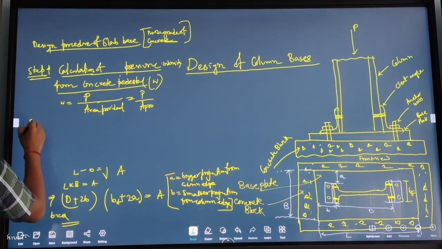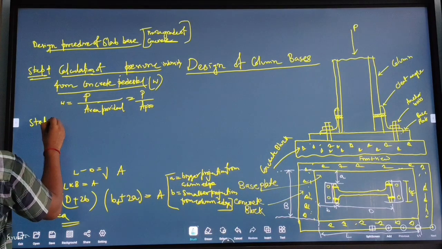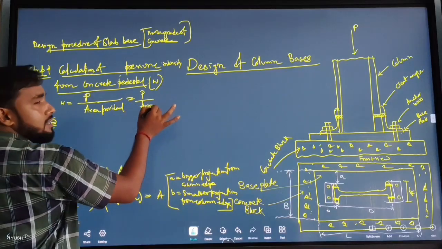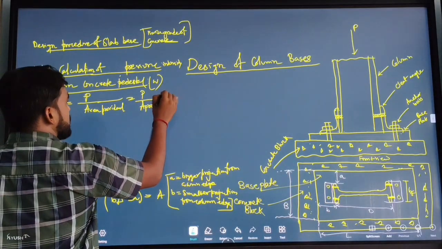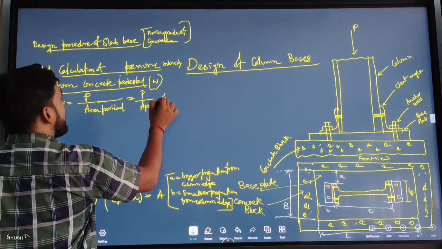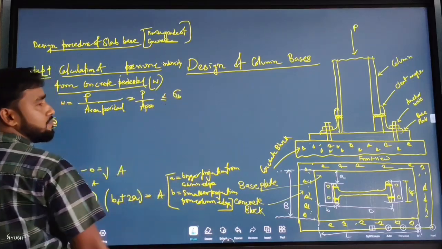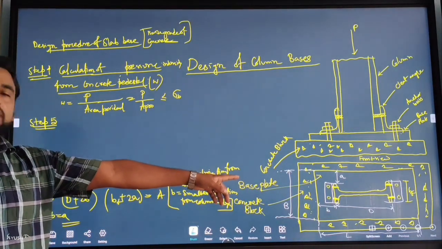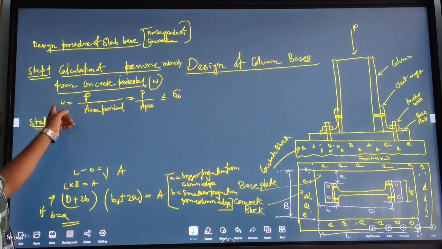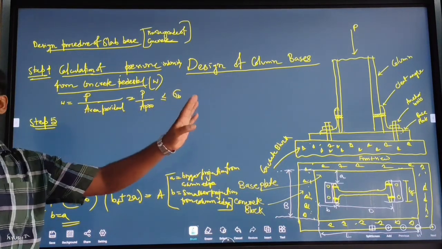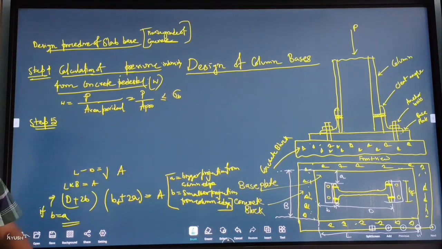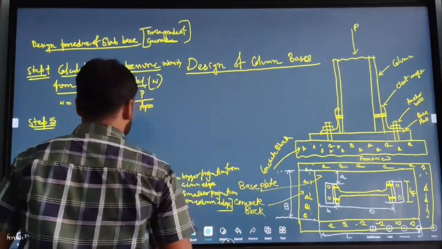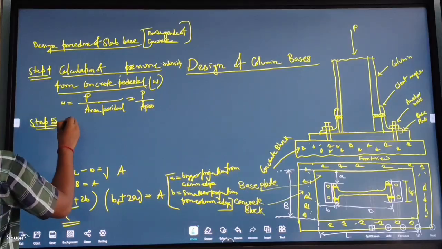Then step number 5. This value generally you see in the problem. This should be sigma. The maximum capacity of the concrete is the bearing strength, sigma b. Always W should be less than or equal to sigma b. This will be clear if I solve the problem.